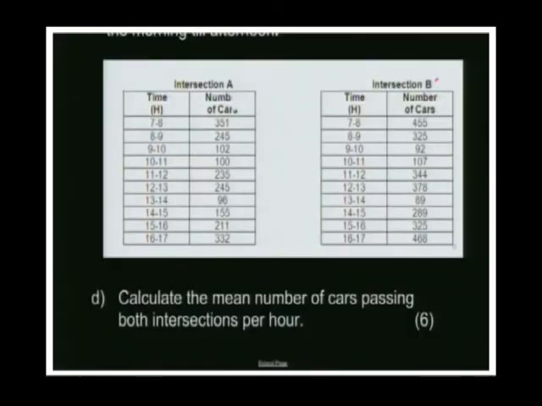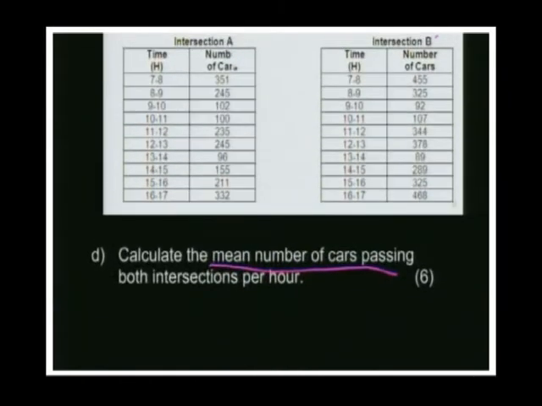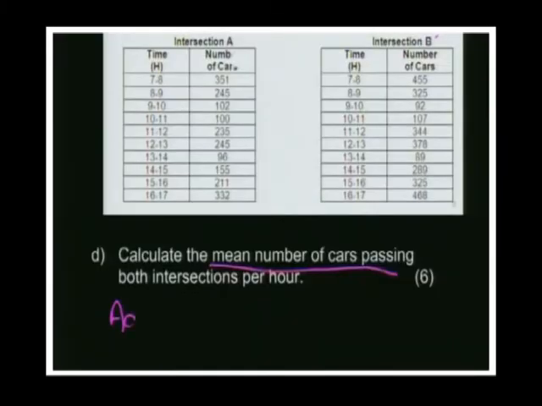The question says calculate the mean number of cars passing both intersections per hour. The mean number of cars, I'm going to need more space. The mean is what we talk about in everyday language as the average. But what we need to do is add them all up and divide by how many. That is how we're going to calculate our mean.